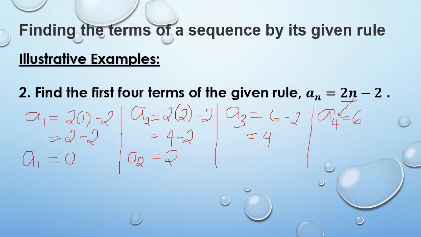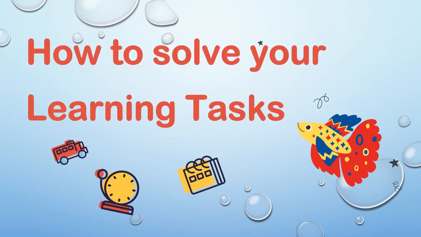Okay, very good. So the final answer is 0, 2, 4, and 6. So this is our final answer. Did you get the same answer? Very good. So if you have any questions, just ask your teachers, alright? Okay, next. Now, how are we going to solve your learning task?